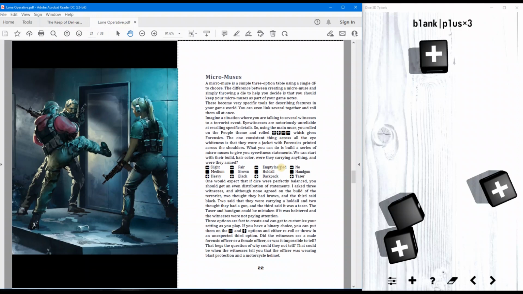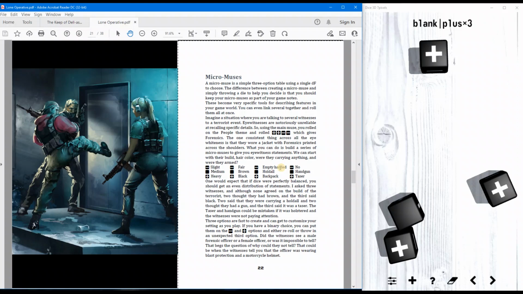So the next section here is about micro muses. Now, to really tailor your games to you and your chosen style, genre, or situation, I suggest coming up with, for each specific place, just three options and sticking them on a single plus minus blank table, and you can string them together to give yourself more depth.